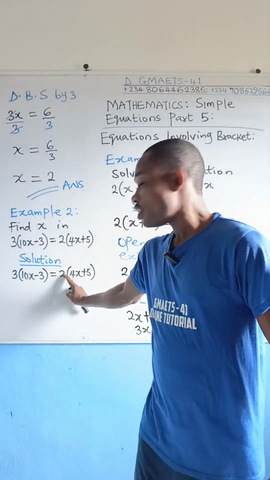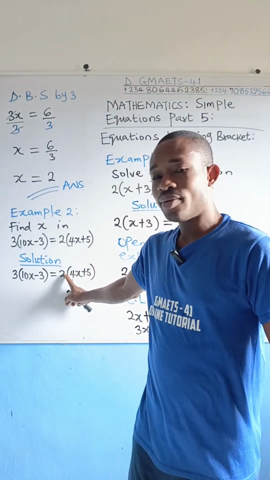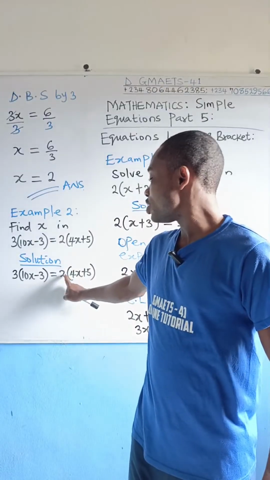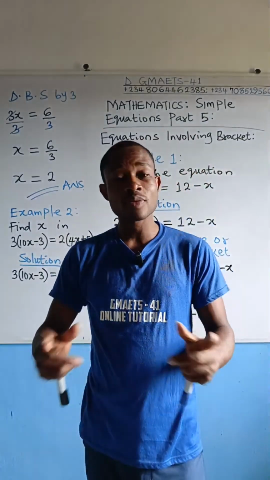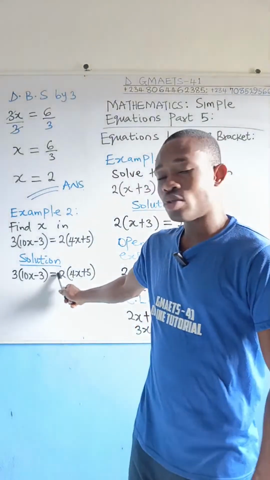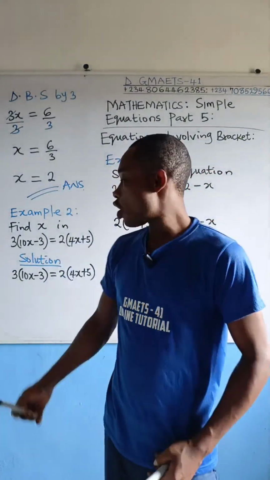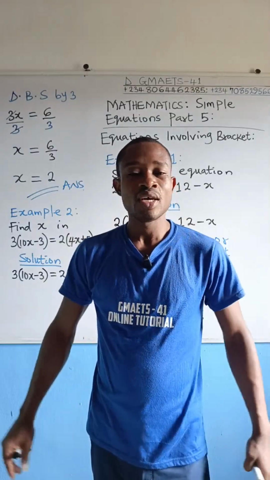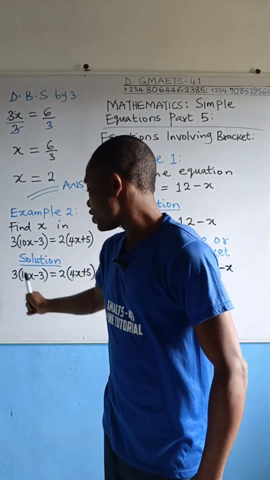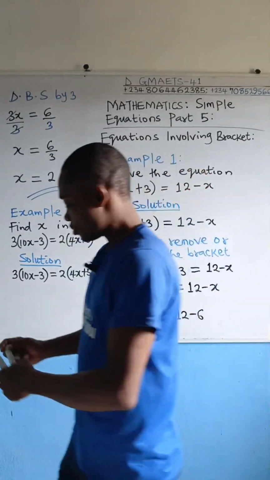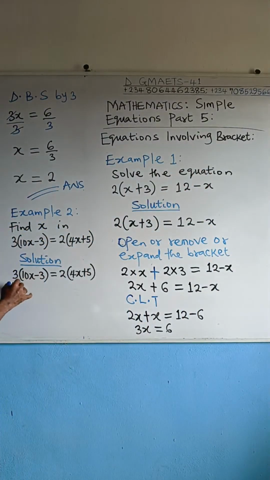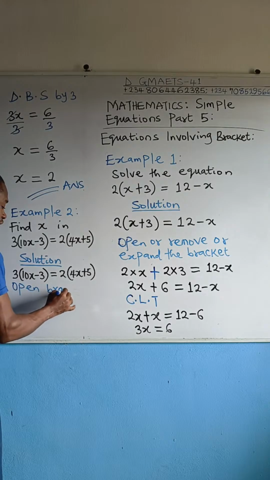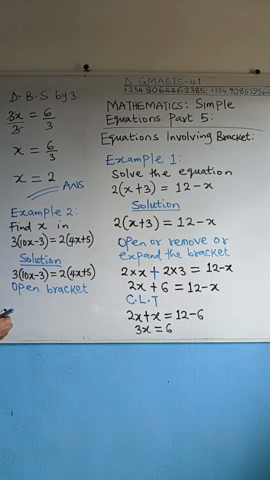Just after this 2, you see the bracket. There is no plus, there is no minus, there is no divide between this 2 and the bracket. That is why we know that the 2 is multiplying the bracket. So the sign of this 2 is plus. Which means if you are removing the bracket, the signs inside the bracket will remain the same. The sign will not change because you are using a positive number to open that bracket. So at this point, I will write open bracket. I have told you, you can decide to write remove bracket or expand. So this 3, we multiply everything inside the bracket. This 3 is plus 3.